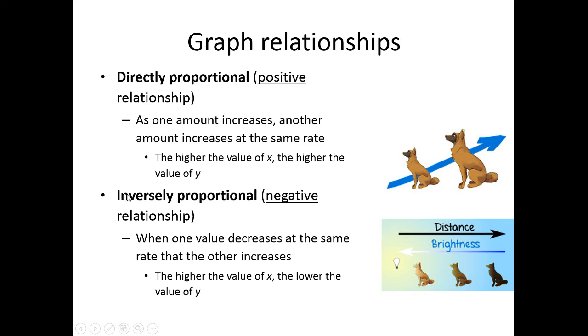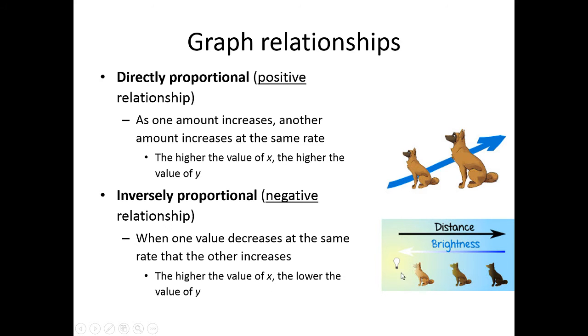The opposite of this would be an inverse proportion, or a negative relationship. So it's a downward trend. So on a graph, instead of going upward, it would be going downwards. When the one value decreases at the same rate that the other increases. So when x increases, y decreases. The higher the value of x, the lower the value of y.